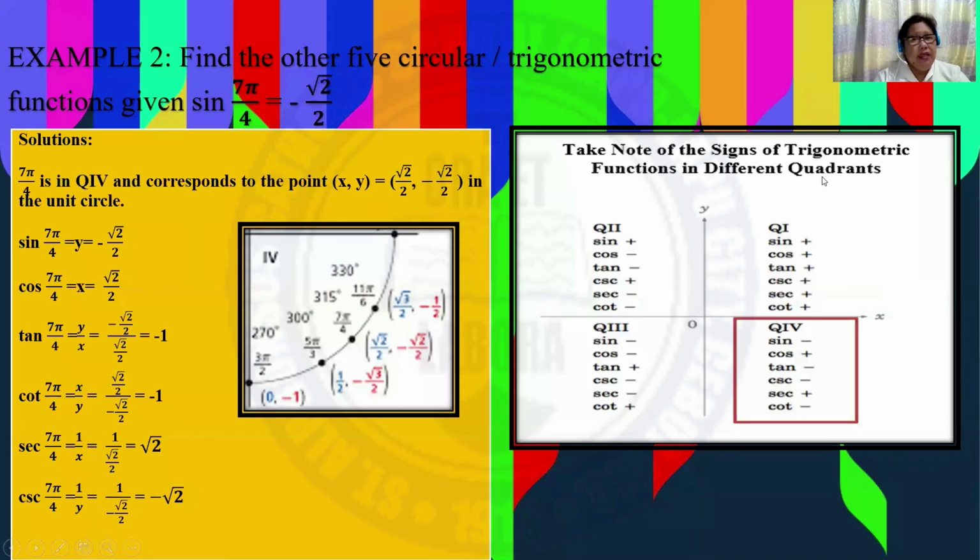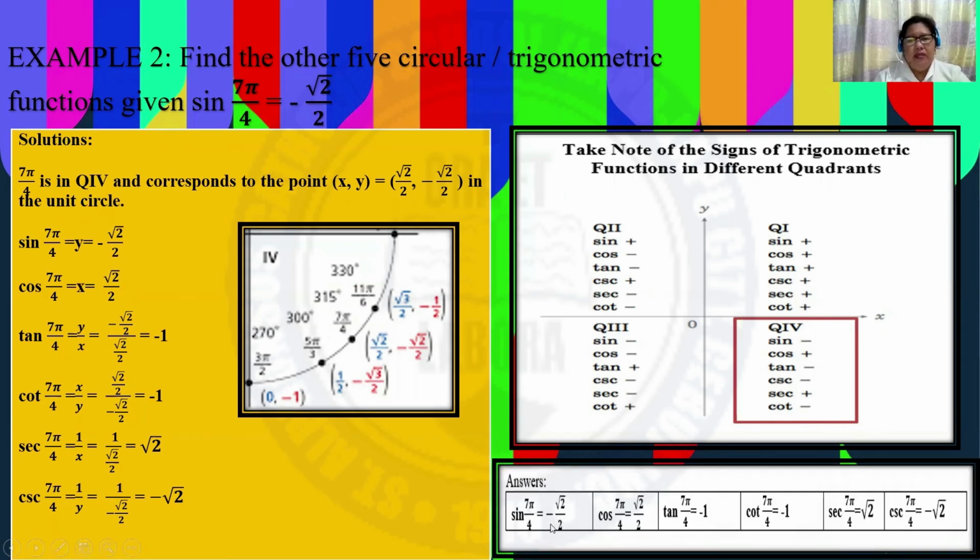Take note of the signs of the trigonometric functions in different quadrants. Since this is in the 4th quadrant, only cosine and secant are positive. For the 1st quadrant, they're all positive. 2nd quadrant, only sine and cosecant are positive. For the 3rd quadrant, only the tangent and cotangent functions are positive.